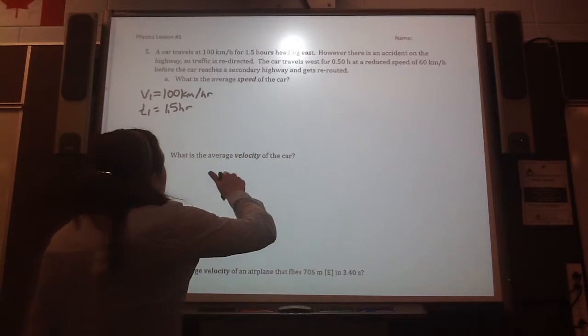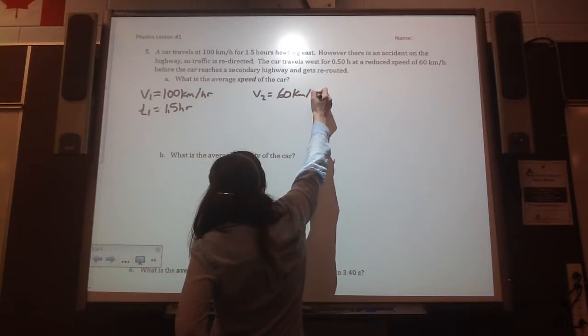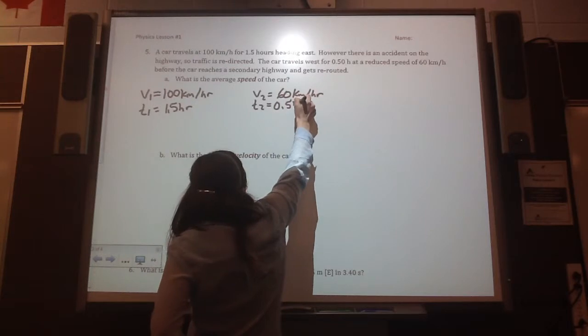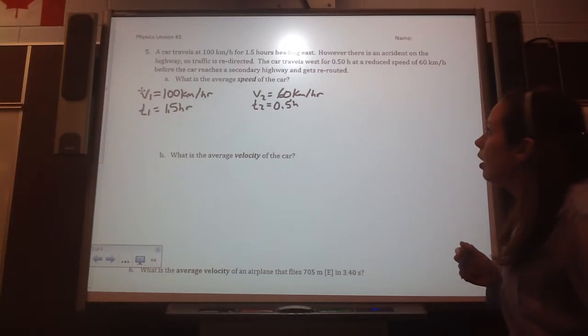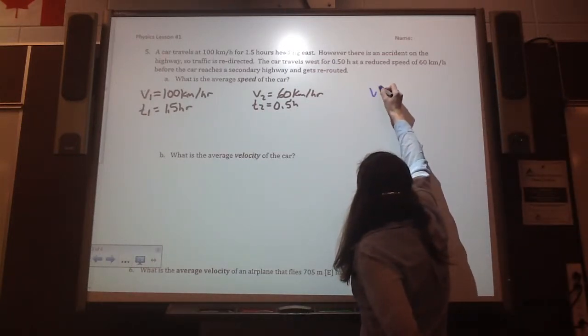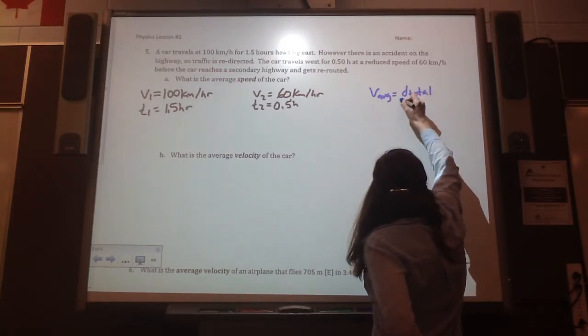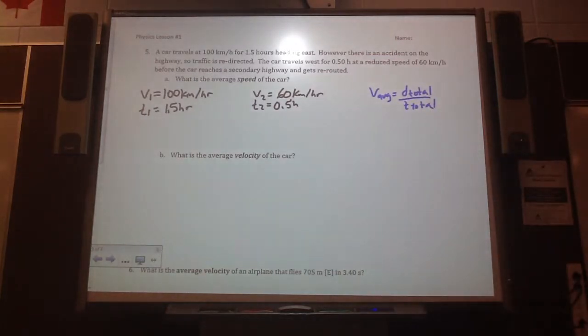Okay, and then we also know V2 is equal to 60 kilometers an hour, and T2 is equal to 0.5 hours. All right, so now I think, well, what's my formula for average speed? Well, V average is equal to D total over T total. So I don't have my D's, so what do I do? How can I do this formula without my D's?